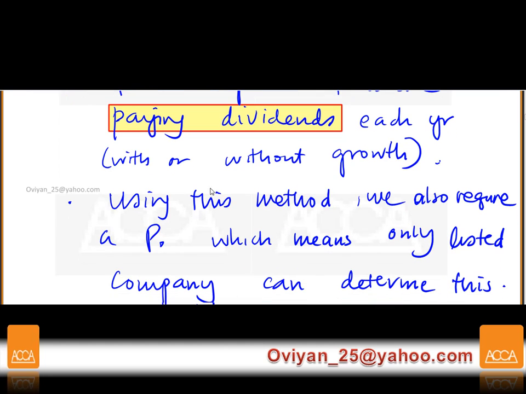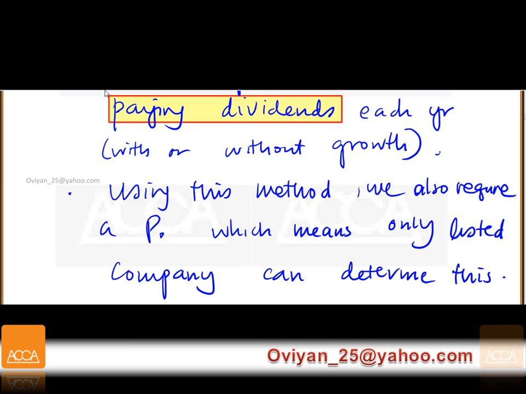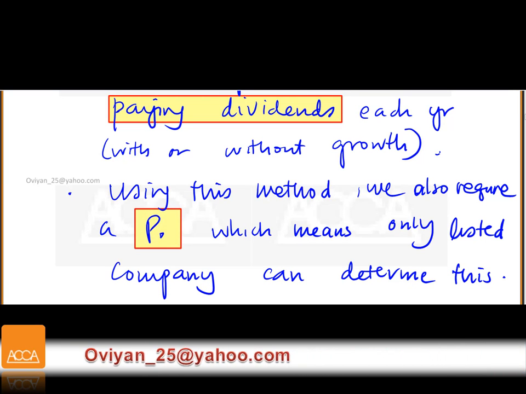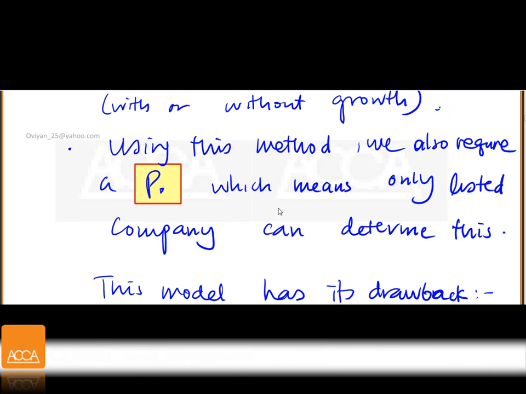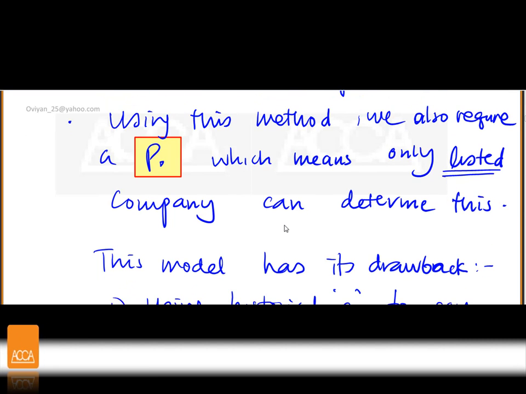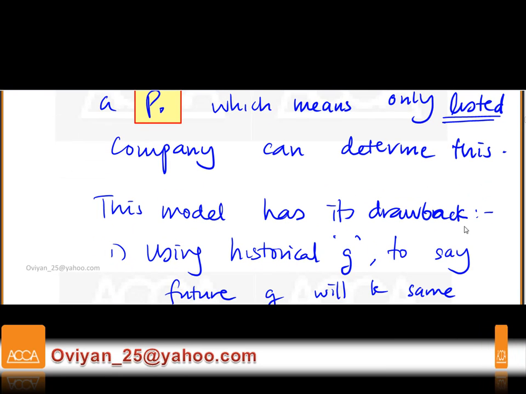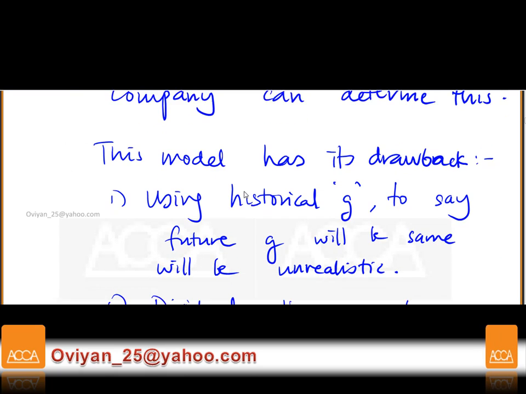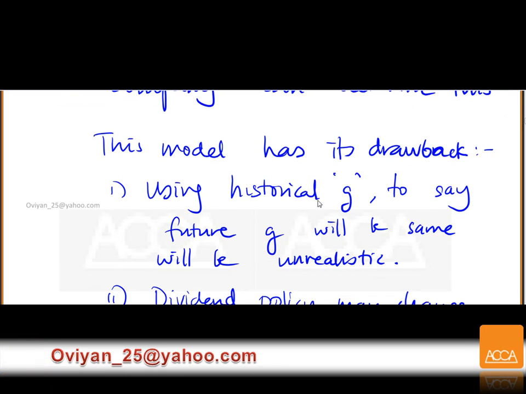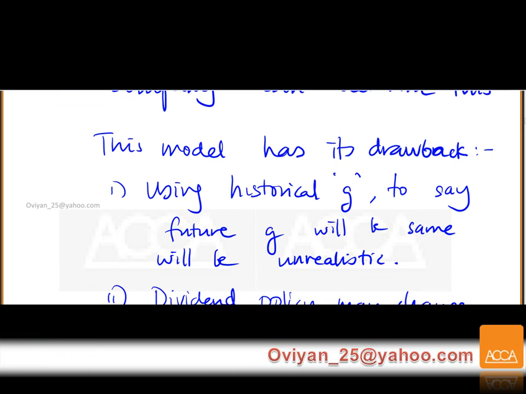Now, the second point I'll stress is that using this method, we also require a price. Now, you need to talk about some problems here. The problem about this method is you need a price, which means only a listed company can determine it this way. Is that clear? Only a listed company can determine this using the dividend growth model. Now, this model has its drawbacks. What are the drawbacks in this model? Using historical growth rate. Yeah, using what? Historical growth rate.